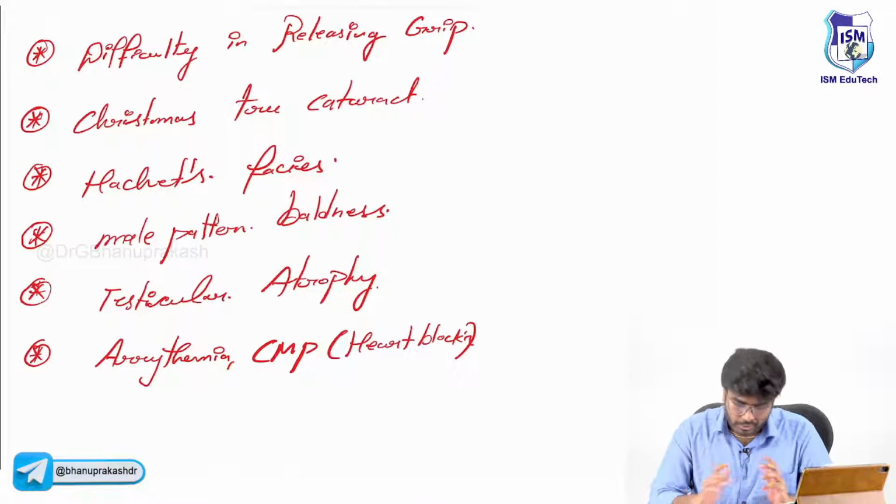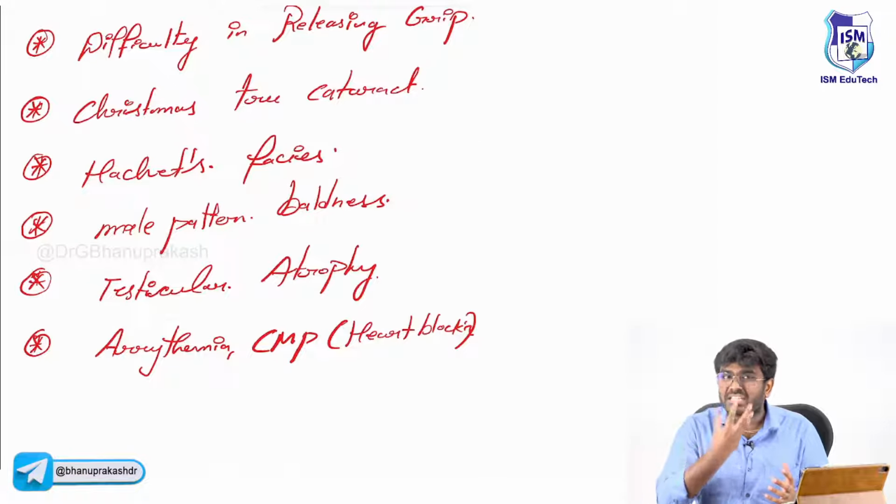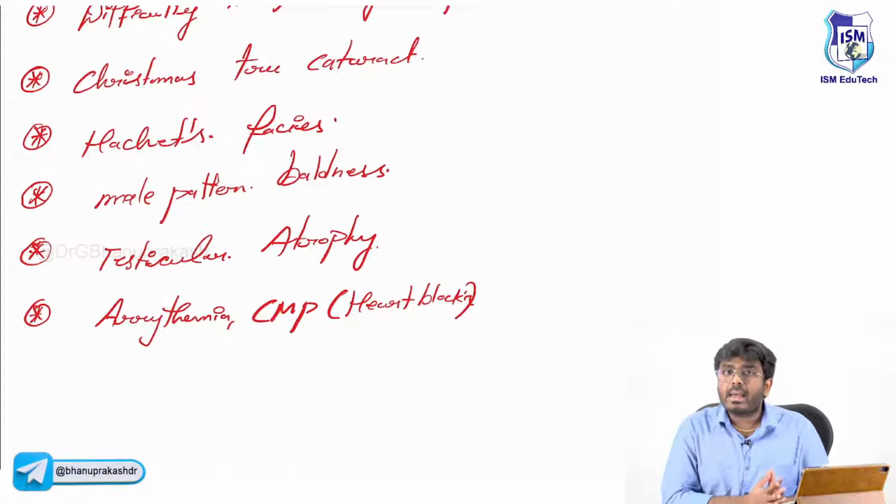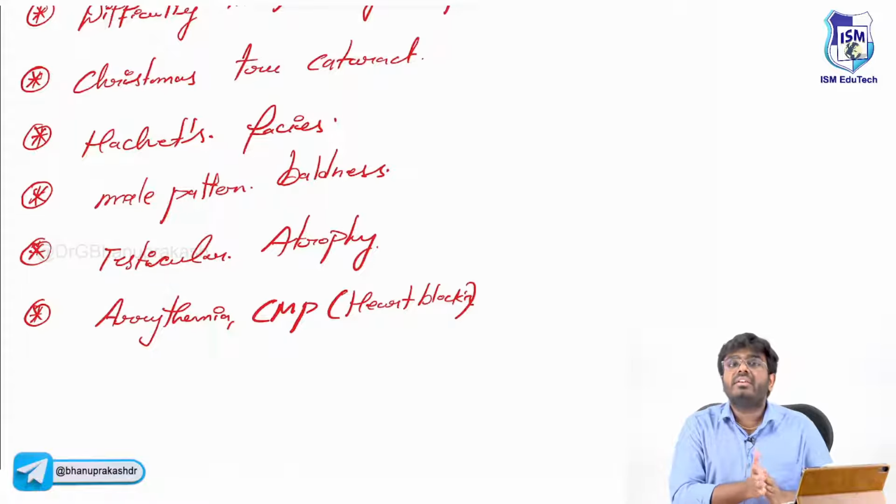Christmas tree cataracts are going to be seen. The patients are going to have the hatchet faces, long elongated hatchet faces are going to be seen. Male pattern baldness, testicular atrophy is going to be seen, with arrhythmias. The cardiovascular involvement is going to be the arrhythmias and conduction blocks. Cardiomyopathies, conduction blocks are going to be seen.